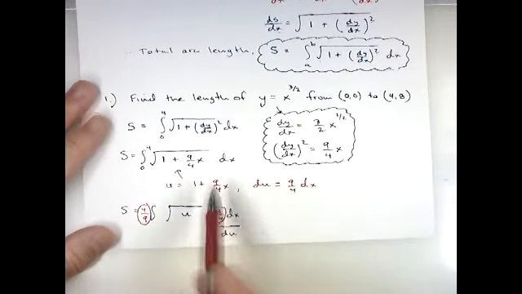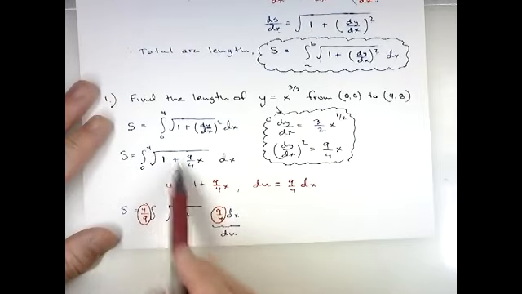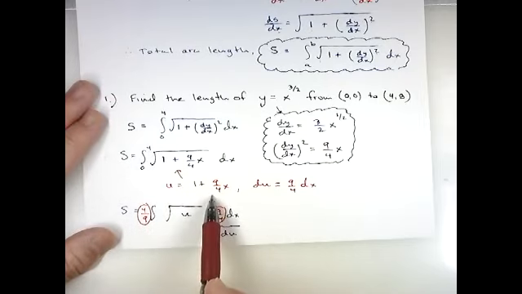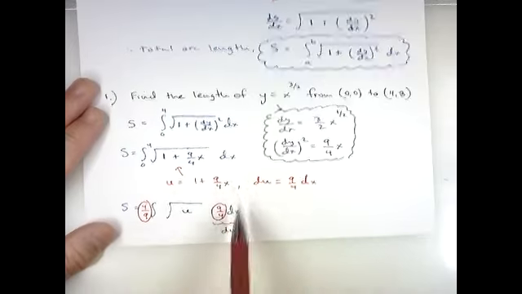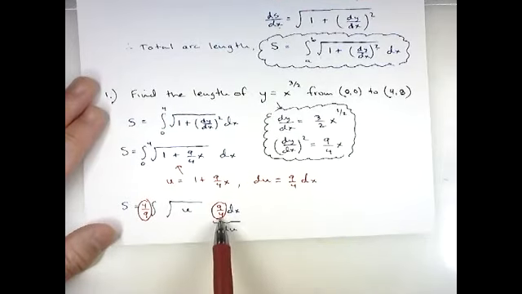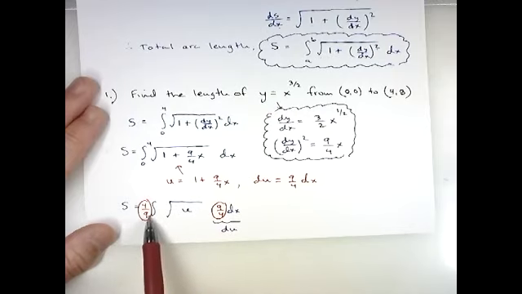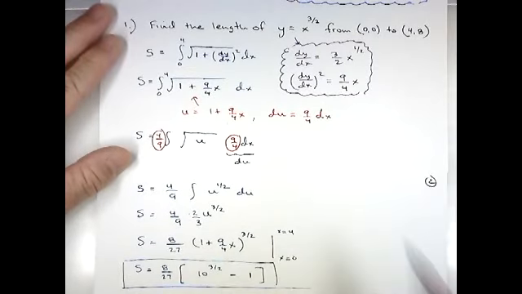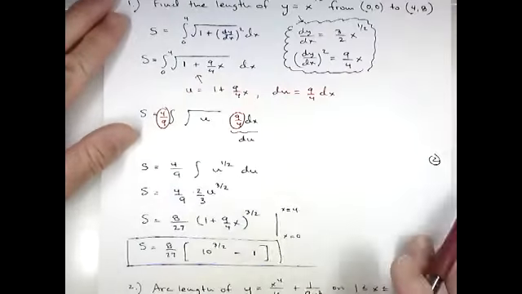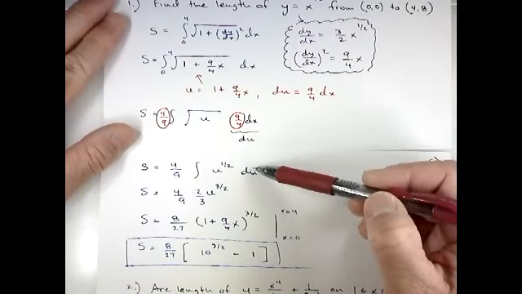This is a great time to use a u substitution. If I let u equal 1 plus 9/4 x, du is 9/4 dx. All I have is a dx left over, so I need to wish for a 9/4 so that this could be converted to a du, and I'll compensate with the reciprocal outside, 4/9. So then in terms of u's and du's, 9/4 dx just becomes du.